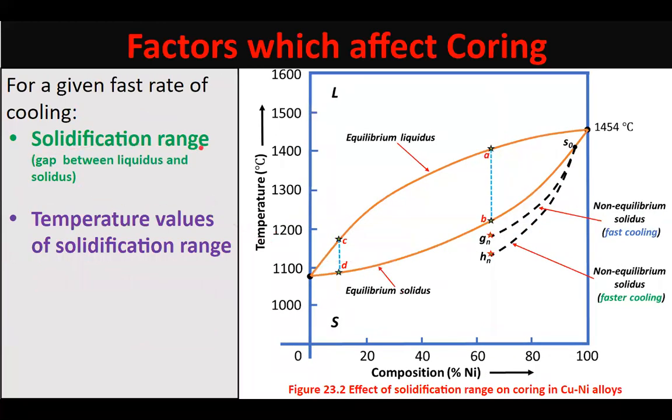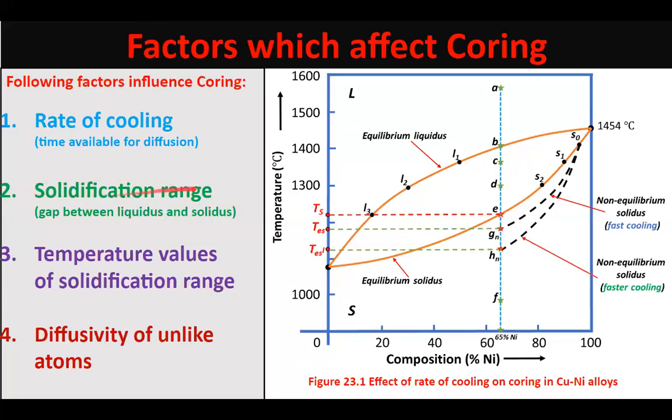Then the third point: if the non-equilibrium rate of cooling is the same, and the solidification range is also the same, for example, if I take two alloys whose solidification range is the same. See, this example that I have taken was for point number 2, solidification range.